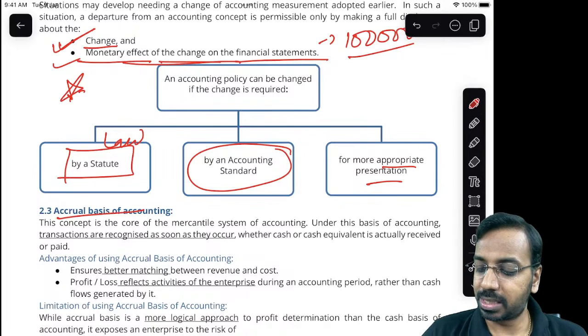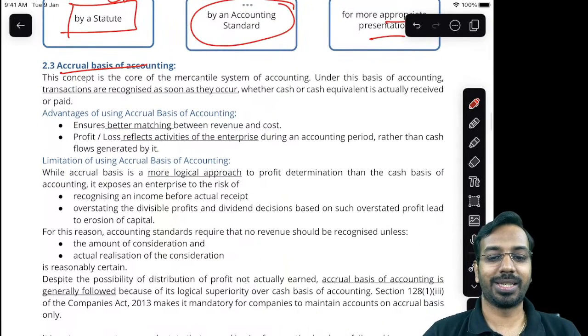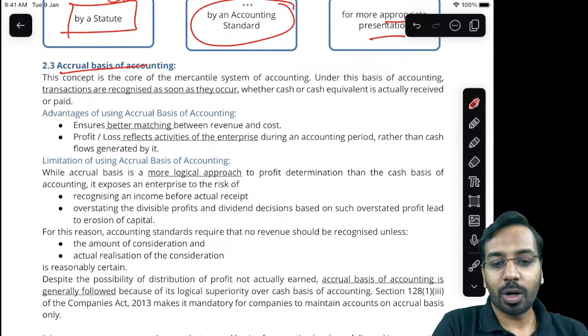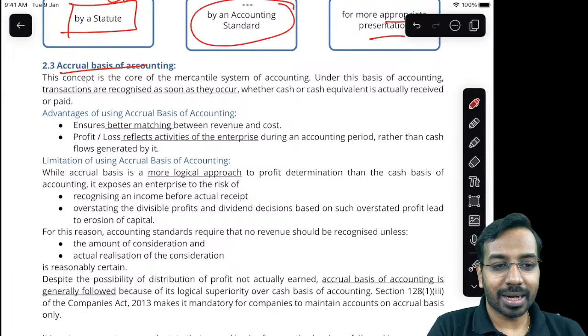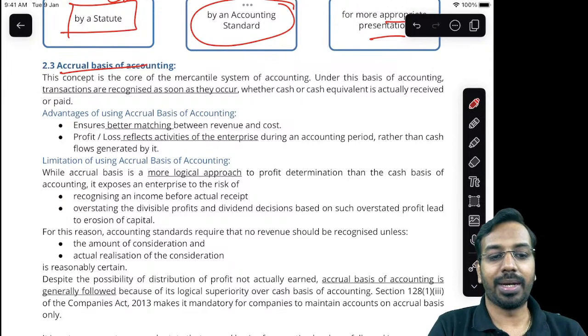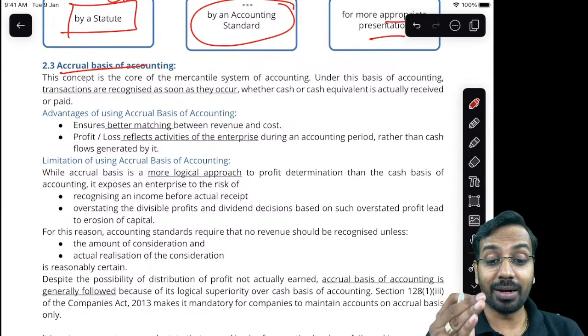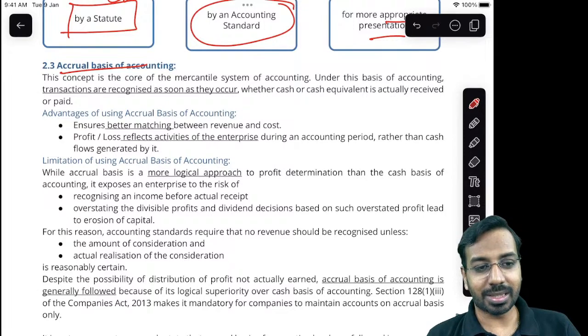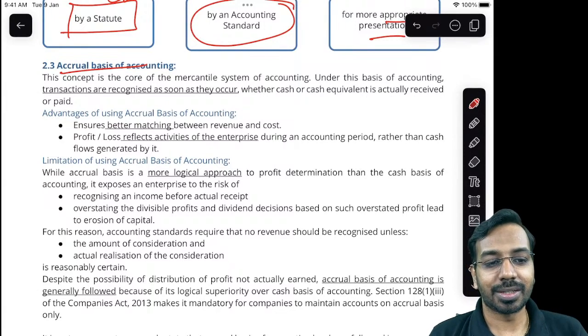Then accrual basis of accounting. Now this we have been following since the time we started learning accounting. Cash basis and accrual basis. Under accrual basis of accounting, you will recognize the transaction, or you will recognize income and expense, as and when an enterprise earns the income or the enterprise incurs the expenditure.